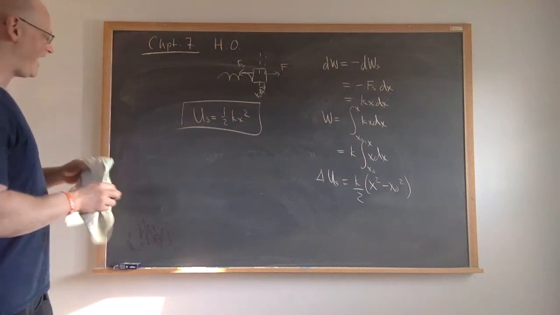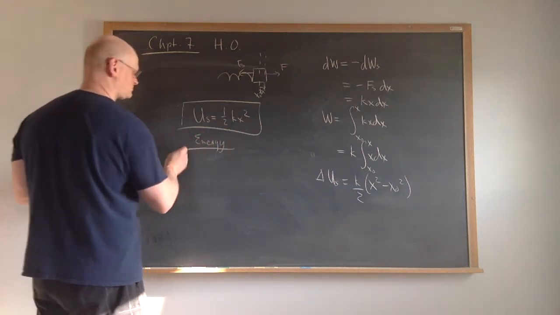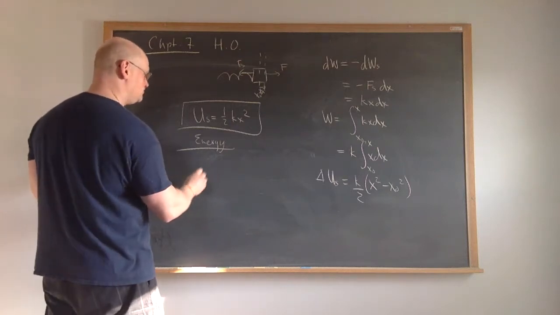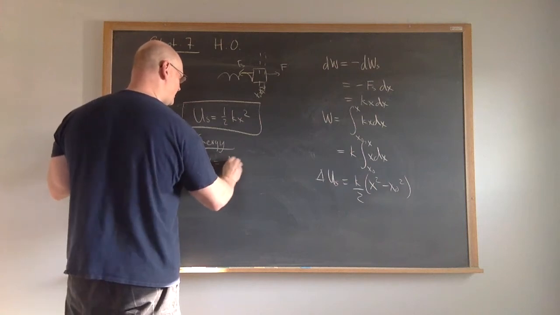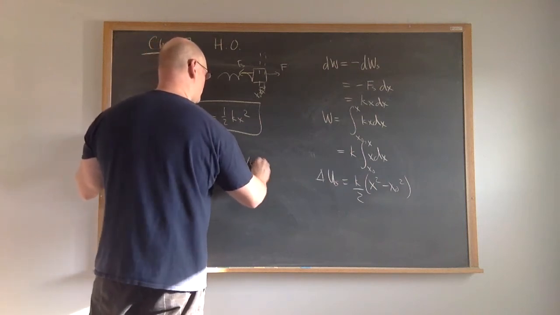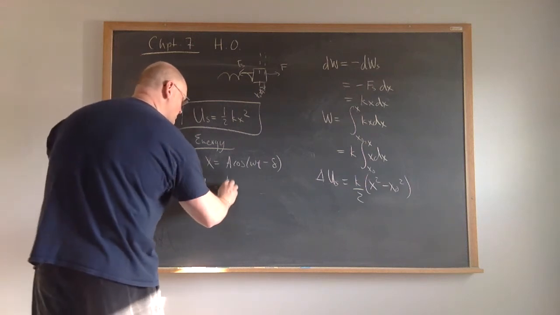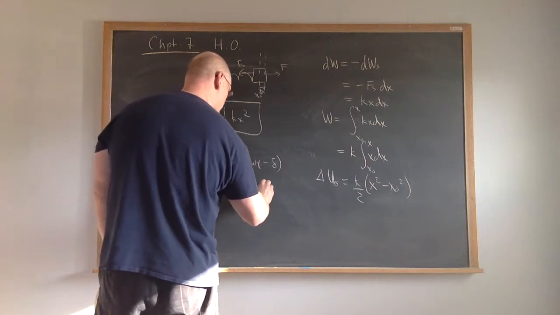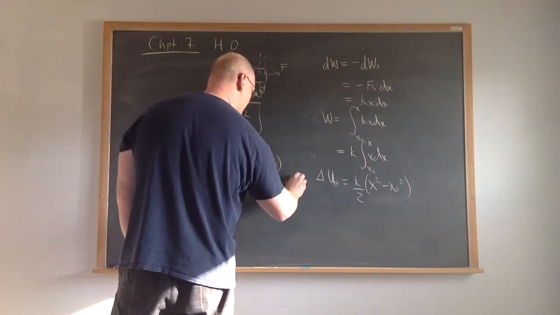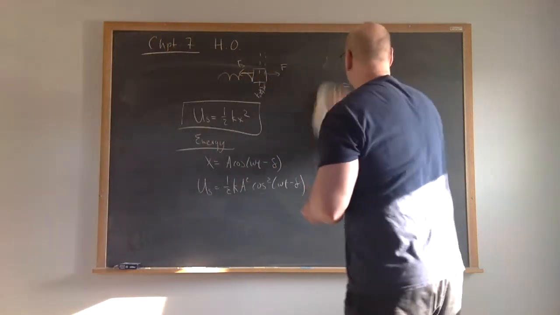So now we can look at the energy of the system. So let's look at the energy. Well, using our solution, so let's use the solution that x is equal to a times cosine of omega t minus delta. This tells me that my spring potential energy then is 1/2 k times a squared times cosine squared of omega t minus delta. And then we can look at the kinetic energy.